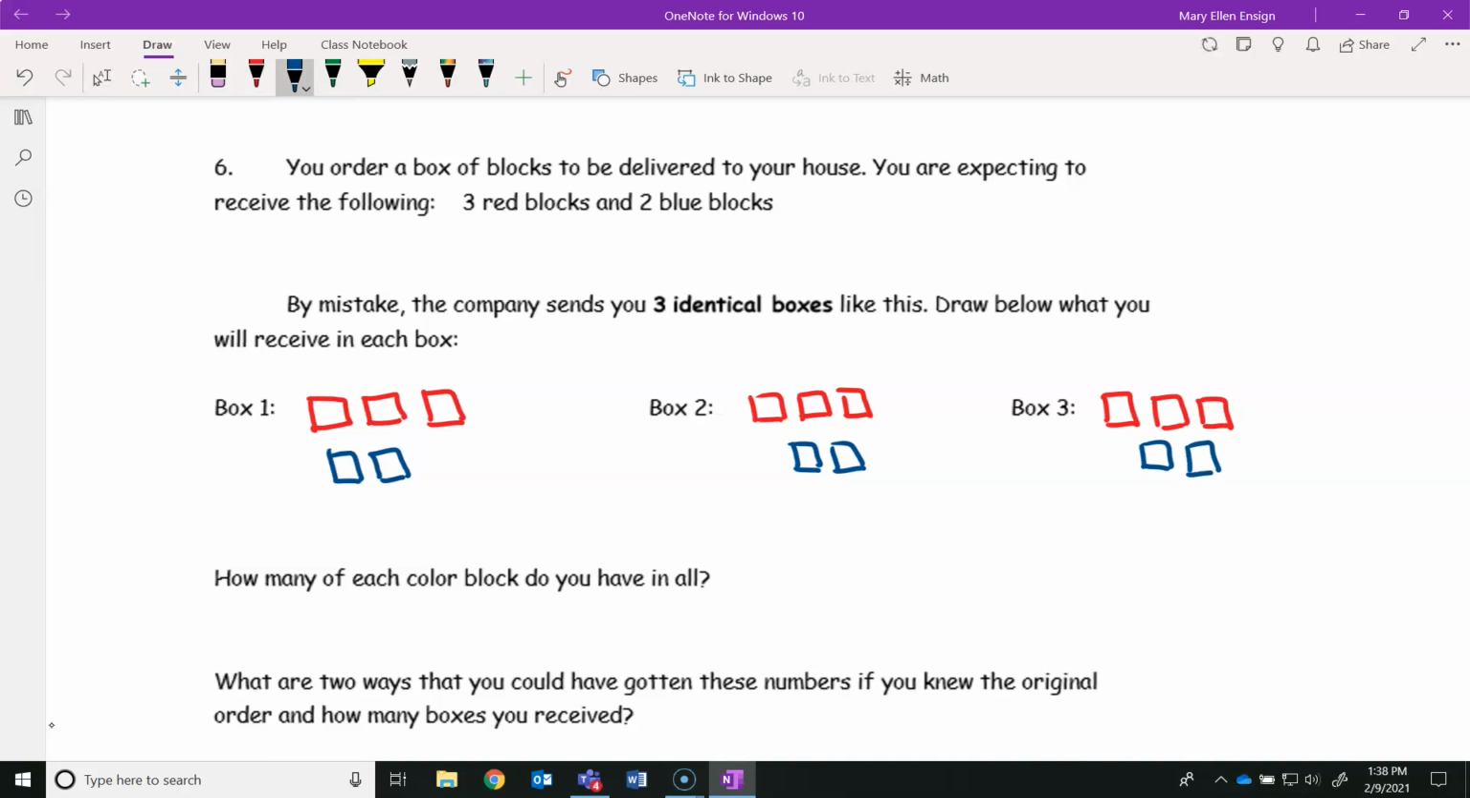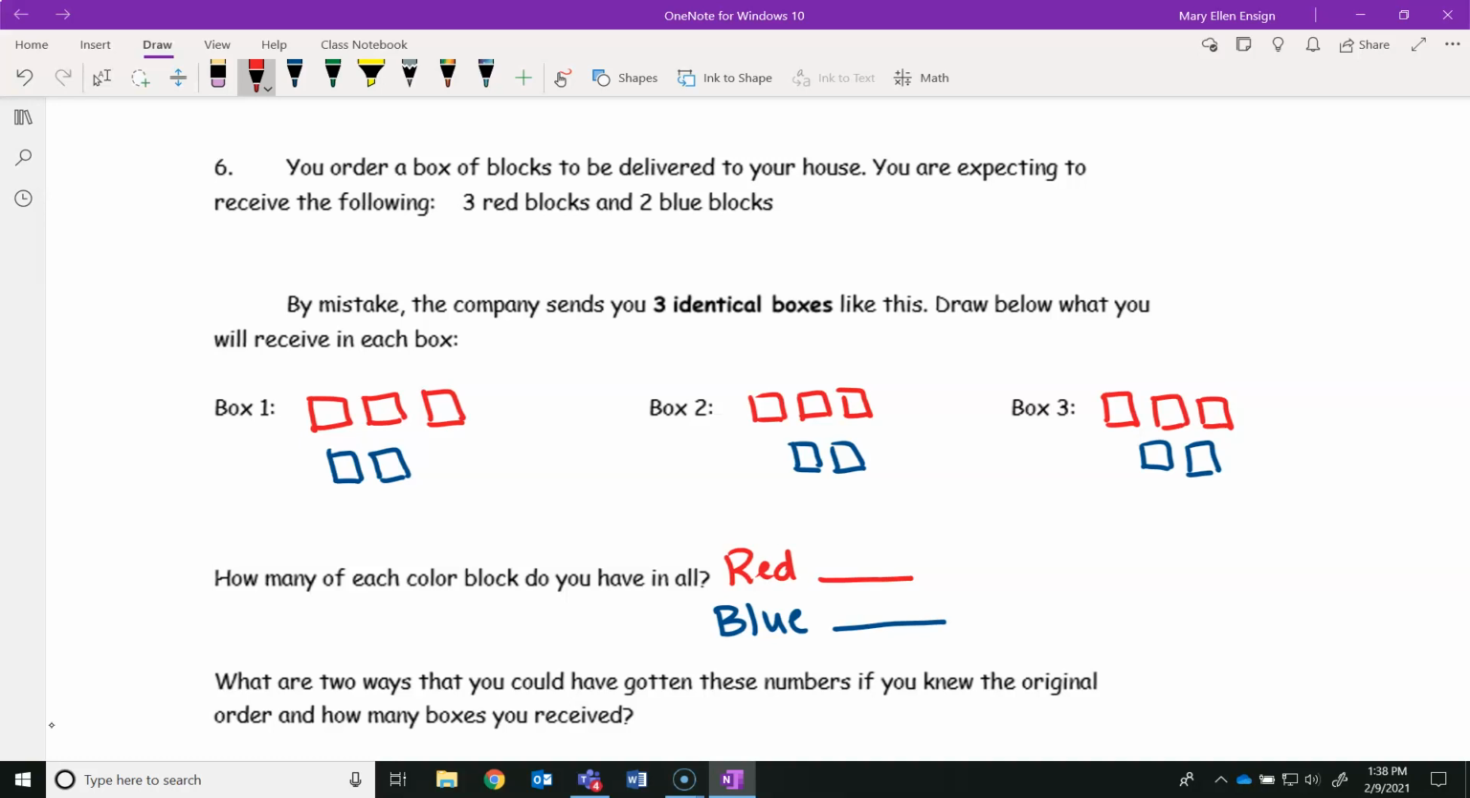Okay. How many of each color block do you have in all? So all together in that whole shipment you got of 3 boxes, how many blue blocks do you have and how many red blocks do you have? So pause the video for a minute and go ahead and fill those in, please.